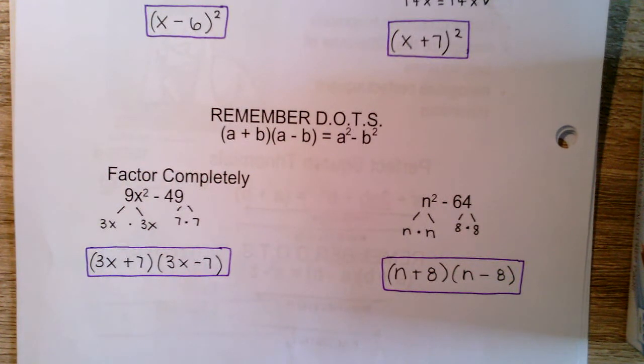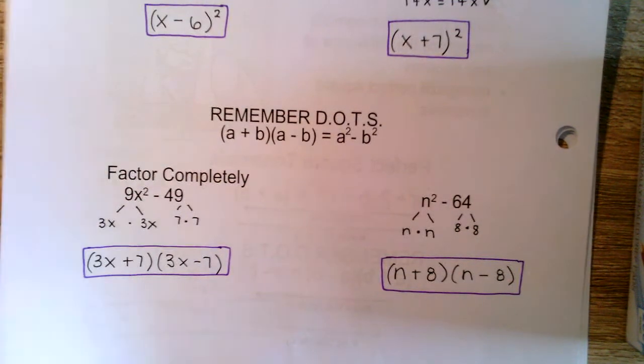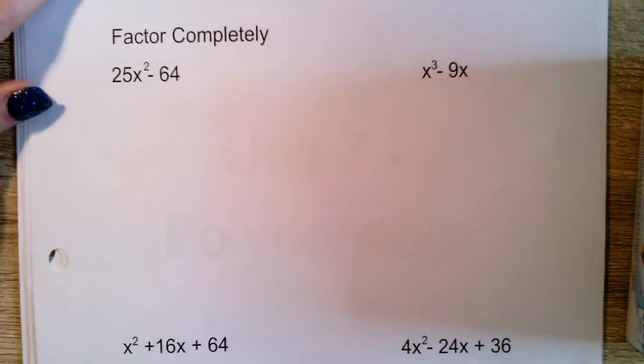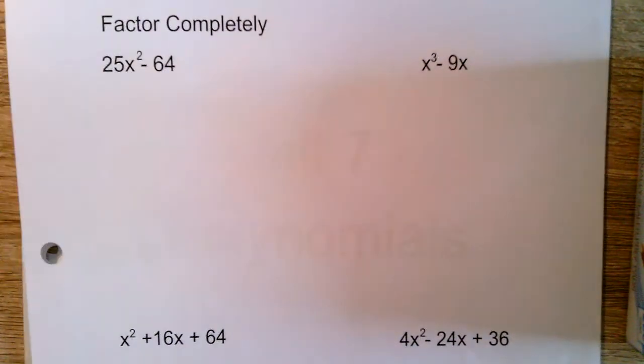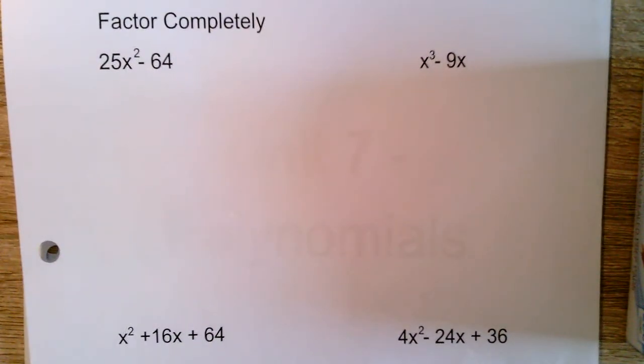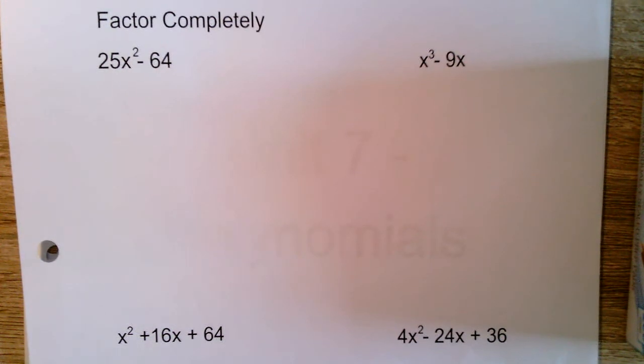So if you need to, take a second, pause, and look over these examples. Otherwise, we're going to move to the last page. So now we have all of our examples together, and we're going to figure out which one we need to do. So if we see two perfect squares and it's not a trinomial, it can't be a perfect square trinomial.